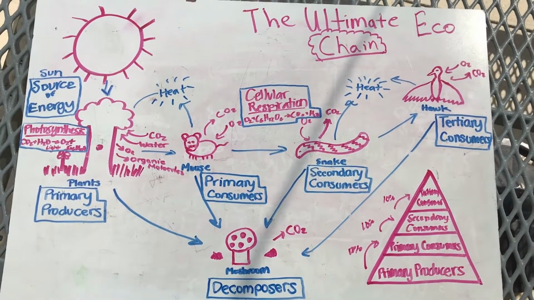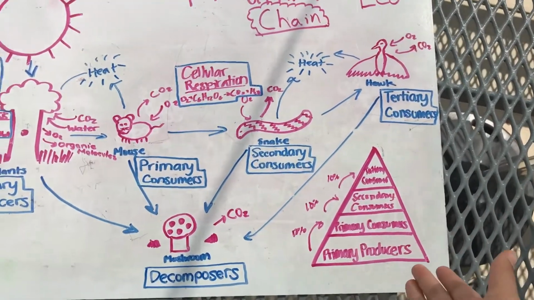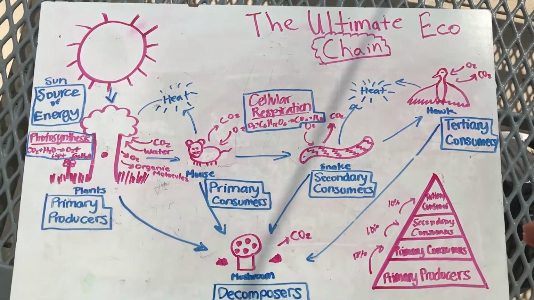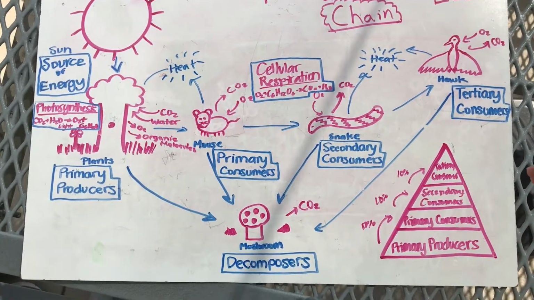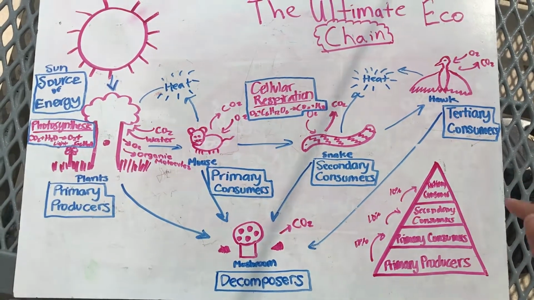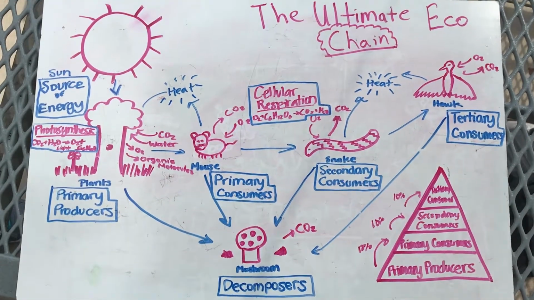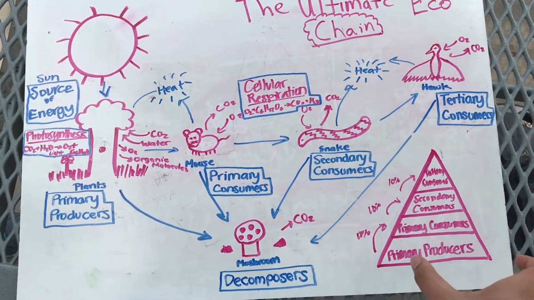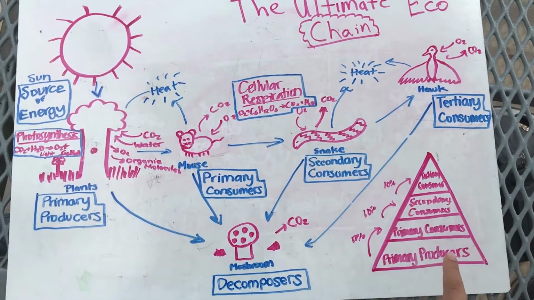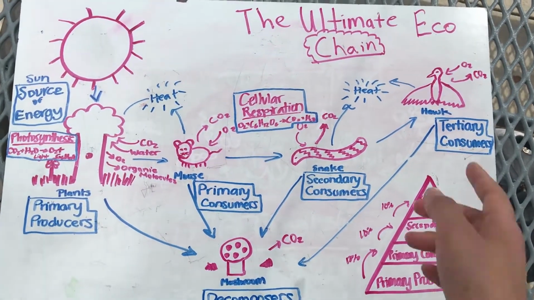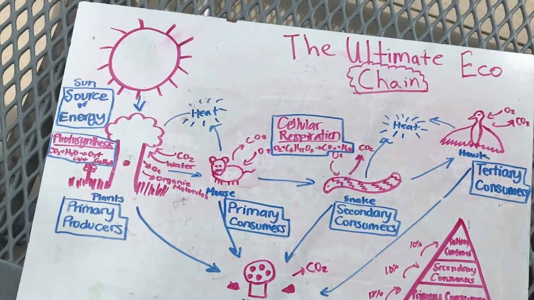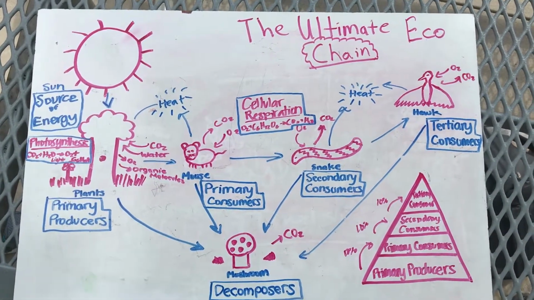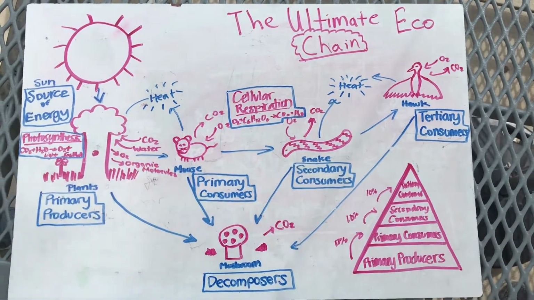Also, an important thing to note is this energy pyramid we have here. As it goes, the primary producers, primary consumers, secondary consumers, and tertiary consumers, only 10% of the energy moves up the pyramid at any given time, meaning that it is a pyramid shape because at every level you go up, there's less energy as well as fewer organisms since there's less energy to sustain those organisms.